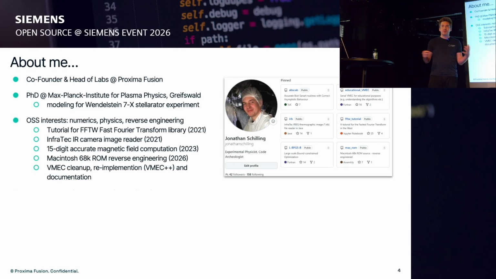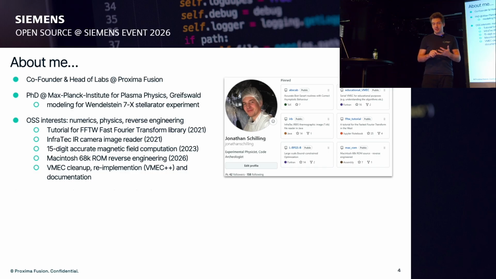And my open source interests span between mostly numerics, physics, a little bit of reverse engineering. So here you see my private GitHub repo. Feel free to check that out. And a couple of contributions to the open source community is like a tutorial for the FFTW, fast Fourier transform library, some infrared camera image reading, reverse engineering, which I did together with my brother Benny. Then we have some 15-digit accurate magnetic field computations, which was published in 23. And there's also an open source library now.